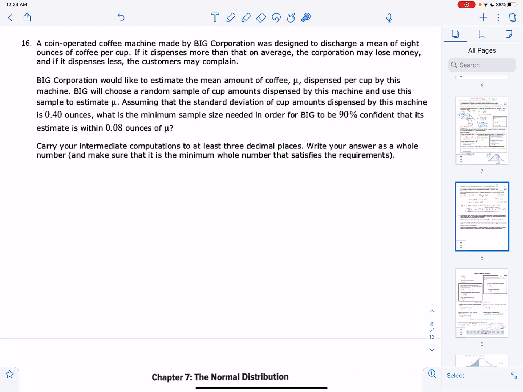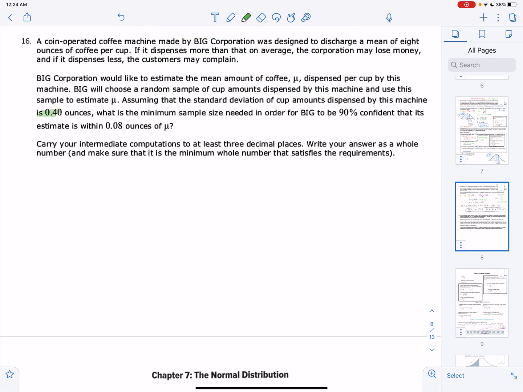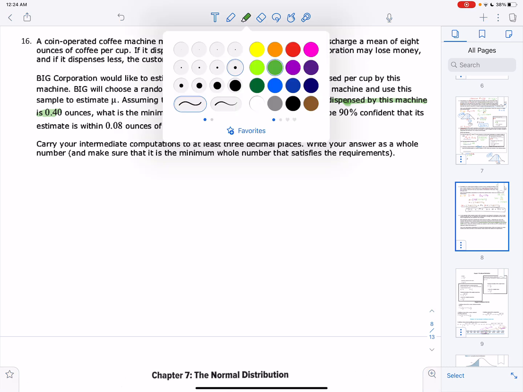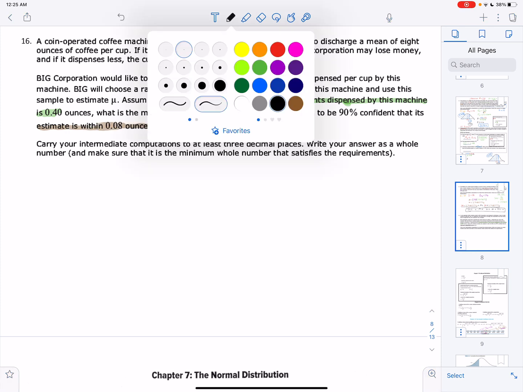Assuming that the standard deviation of cup amounts dispensed by this machine, so we're assuming that the standard deviation is 0.4. So let's make that green. What is the minimum sample size needed for us to make a 90% confidence interval, or a confidence interval that estimates mu within 0.08 ounces? So that is telling us that when you estimate within this many ounces, that's our M, which is our margin of error.